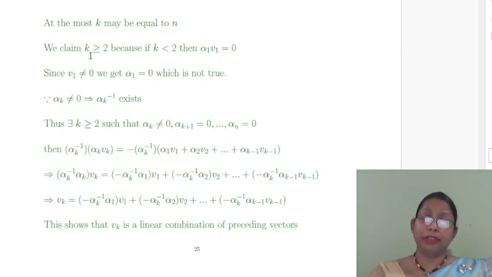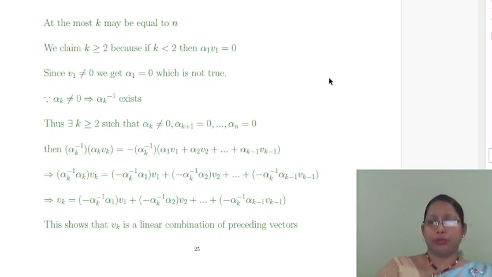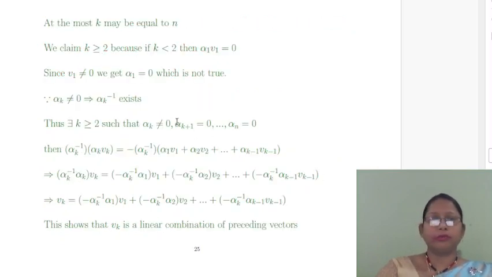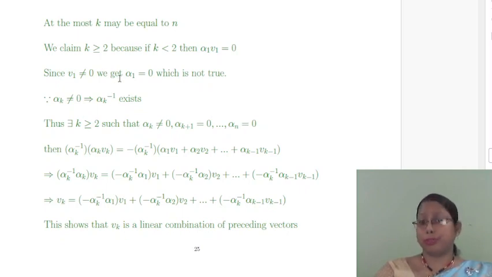Next, we claim that k must be greater than or equal to 2, because if k is less than 2, then alpha 1 b1 is equal to 0. Since b1 is not equal to 0, we get alpha 1 is 0. The b1 are non-zero vectors, as given. Since b1 is not equal to 0, by using the properties of vector space, alpha 1 is equal to 0.